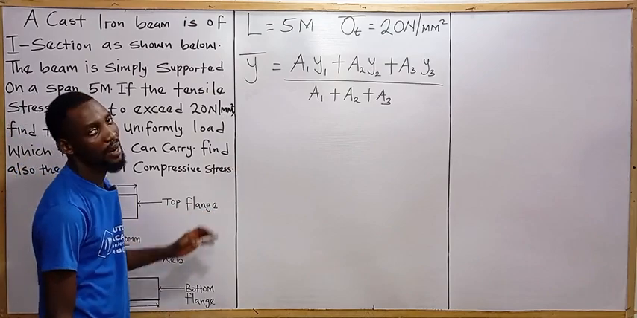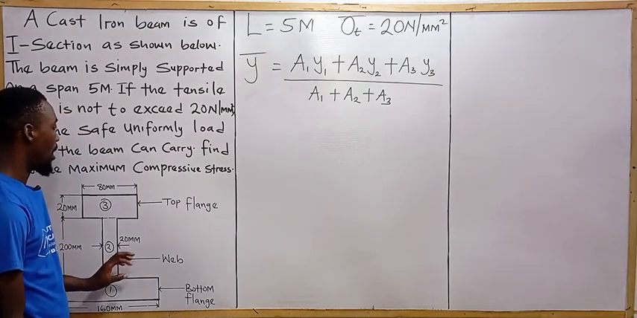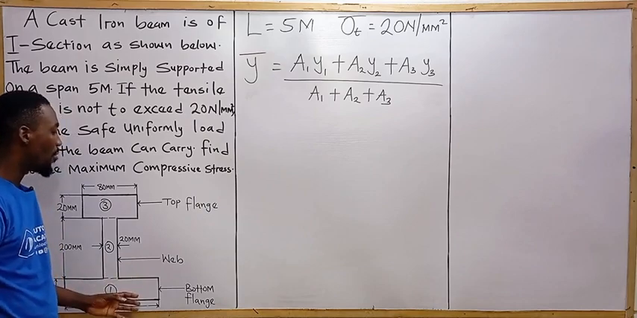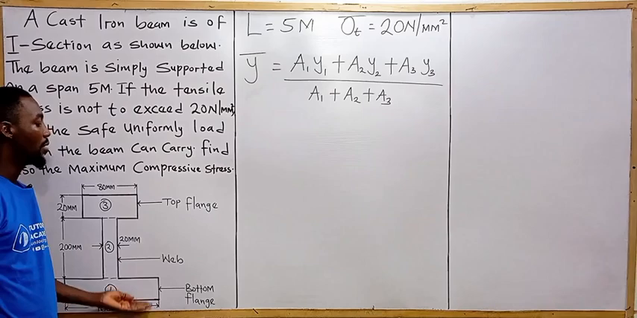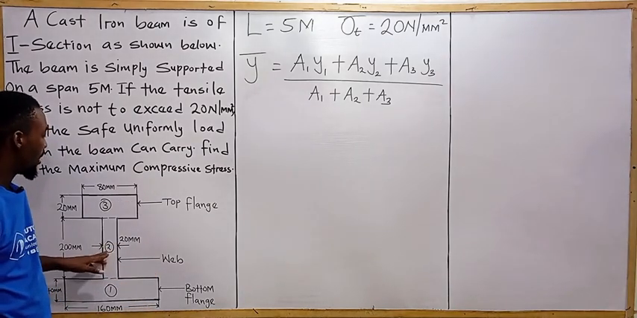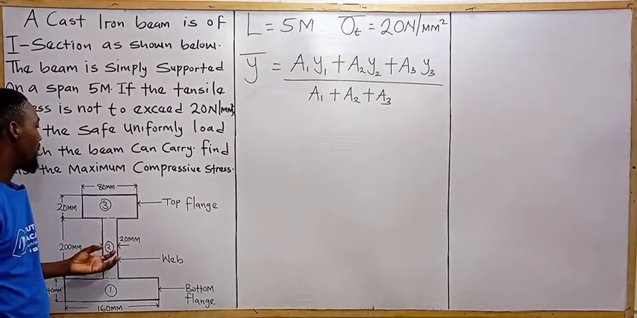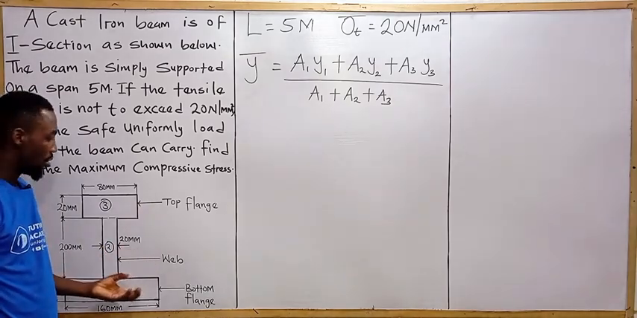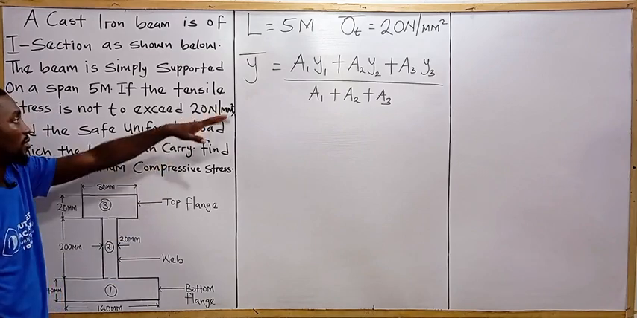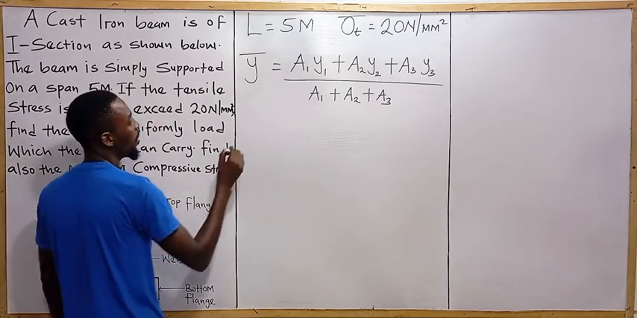All right, while our a1 is the area of the first rectangle, and our y1 is the distance of the center of gravity of a1 from the bottom surface, and our a2 is the area of the web, and our y2 is the distance of the center of gravity of a2 from the bottom surface. So similarly, and so on and so forth. All right, so let's start with the calculation of our a1 first.